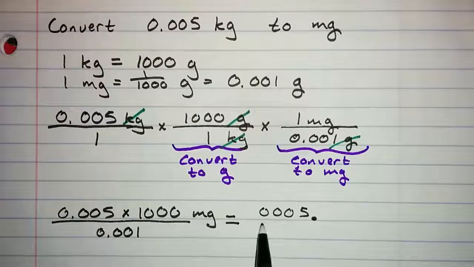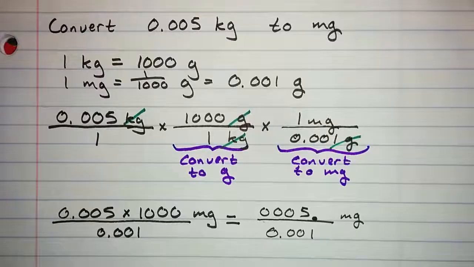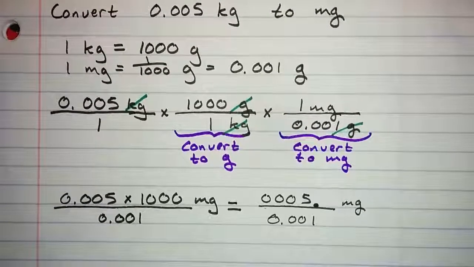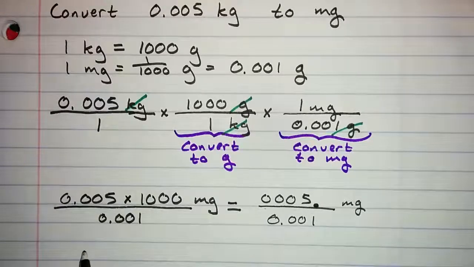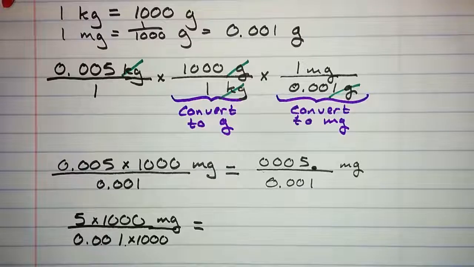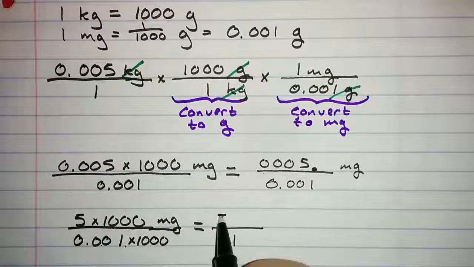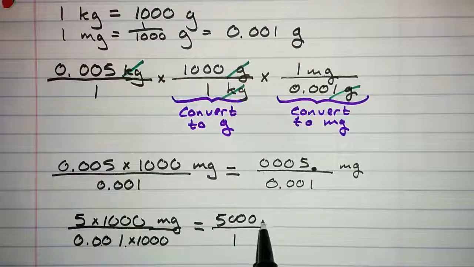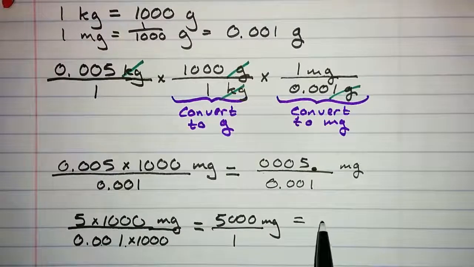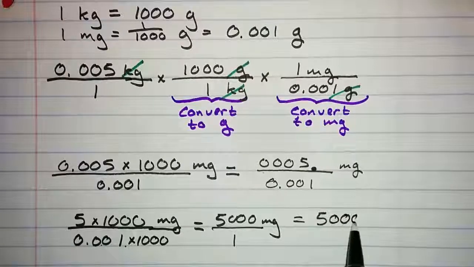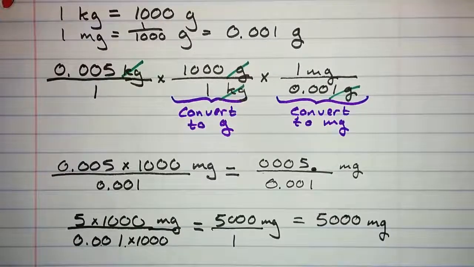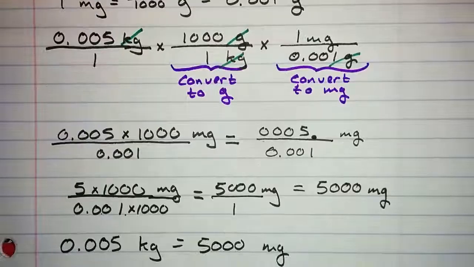That's just 5. Now I want to get rid of this decimal in the denominator. I think to do that I want to multiply my numerator and denominator each by 1,000. 1, 2, 3 places. I do indeed get 1 for my denominator, and 5,000 in the numerator. So I do in fact get 5,000 milligrams. My final answer, 0.005 kilograms equals 5,000 milligrams.